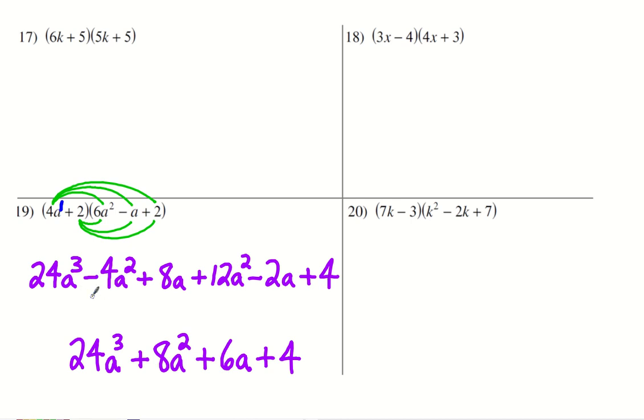And then there's like terms, right? Negative 4a squared plus 12a squared, that gets positive 8a squared. And then positive 8a and negative 2a, those combine to become 6a. And then the 4, nothing combines with the 4. Nothing combines with the 24a to the third. And so there's your final answer for that.